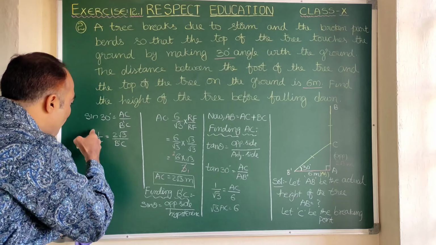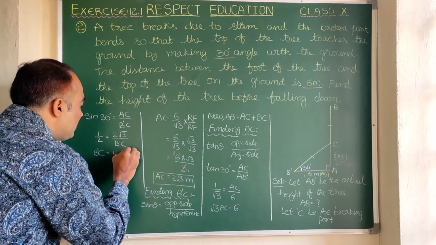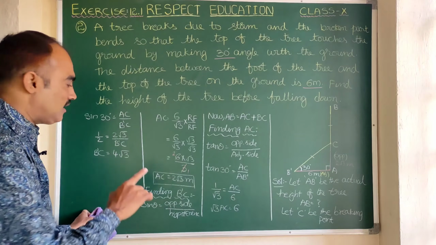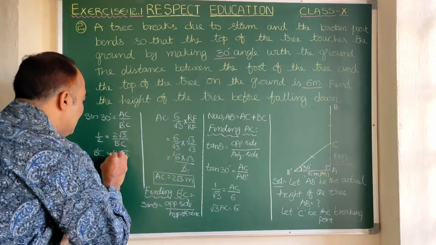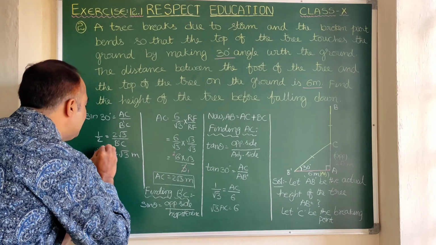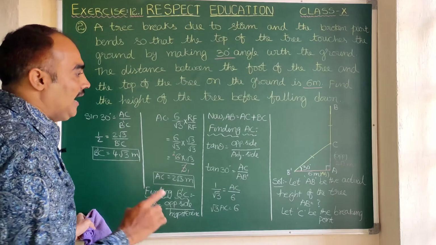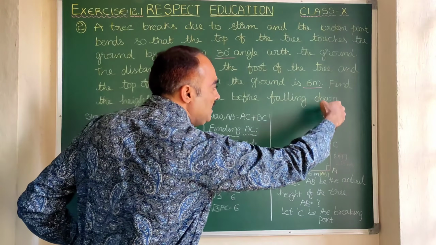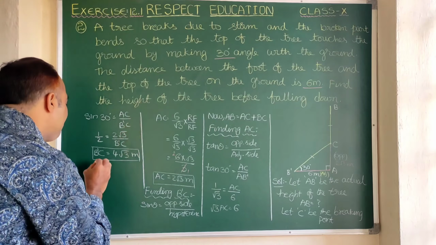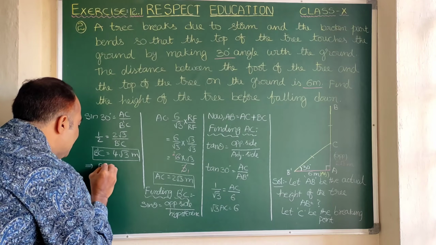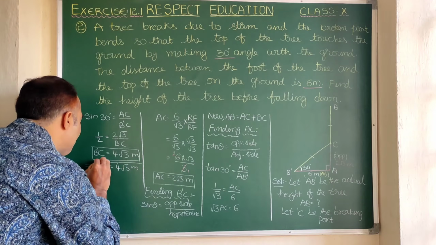On cross multiplication, 1 into B dash C is B dash C, equal to 2 twos are 4 into root 3, that is 4 root 3. Understand, this 2 is to multiply with the outside 2 only, and root 3 as it is. So finally B dash C is 4 root 3 meters. As we know, B dash C and BC both are equal, so BC is also 4 root 3 meters.